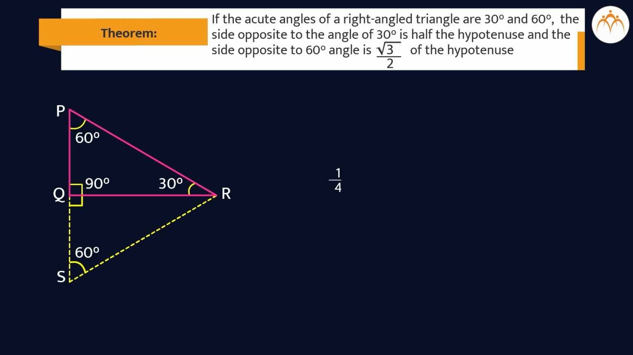1 upon 4 PR square plus QR square is equal to PR square. Therefore, QR square is equal to PR square minus 1 upon 4 PR square. QR square is equal to 3 upon 4 PR square. Therefore, QR is equal to square root 3 upon 2 PR.